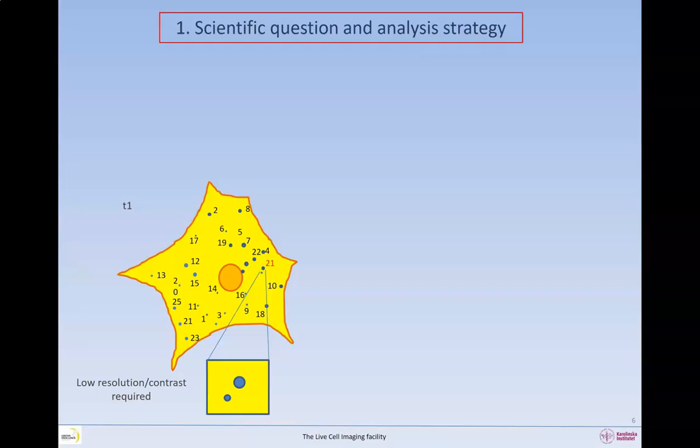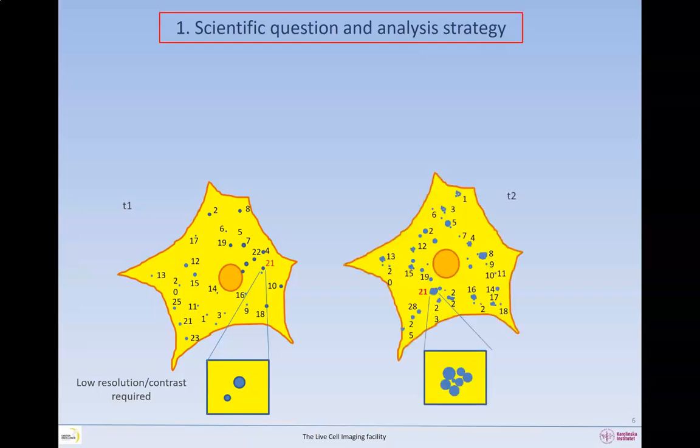But you continue imaging, and by the end of your experiment, let's say 12 hours later, the field looks much more crowded with vesicles. You might think that you can still see individual vesicles, but if you increase enough the resolution and look at, for example, vesicle number 21 at time point 2, you can see that in reality it's not one vesicle, it's actually 7 vesicles. So now you need higher resolution and contrast in your image.